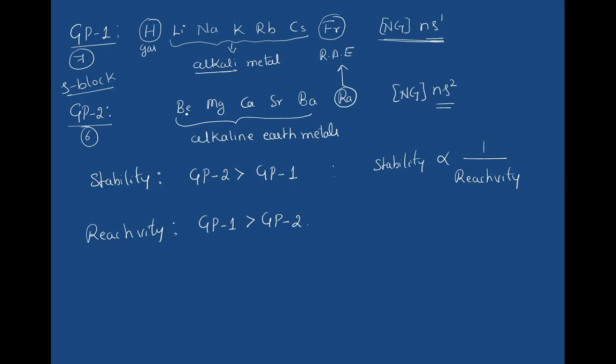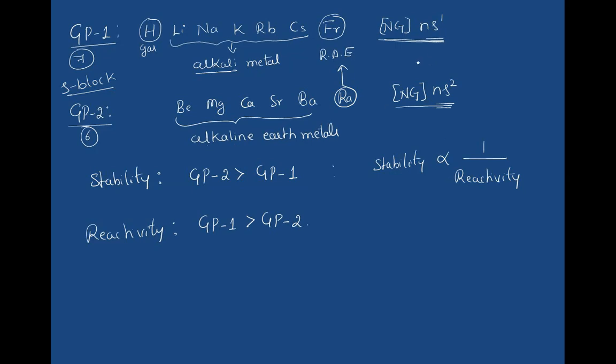Group 2 elements are beryllium, magnesium, calcium, strontium, barium and radium. Radium is a radioactive element, having the outermost electronic configuration [noble gas] ns2, and these elements exist in our earth's crust in the combined form, therefore they are called alkaline earth metals.